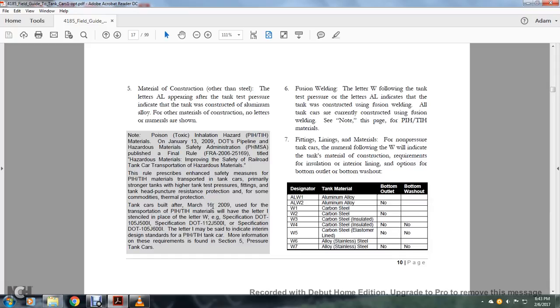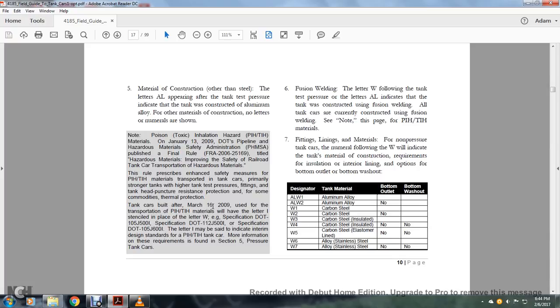Note that for poison inhalation hazard, PIH, or toxic inhalation hazard, TIH, materials: on January 13, 2009, the Pipeline and Hazardous Materials Safety Administration published a final rule, FRA 2006-25169, titled Hazardous Materials: Improving the Safety of Railroad Tank Car Transportation of Hazardous Materials. This rule prescribes enhanced safety measures for poison inhalation and toxic inhalation materials transported in tank cars, primarily stronger tank shells and higher tank pressure fittings, and head puncture resistant protection and thermal protection for some of the commodities. Tank cars built after March 16, 2009, used for the transportation of poison inhalation and toxic inhalation materials will have the letter I stenciled on the plate.